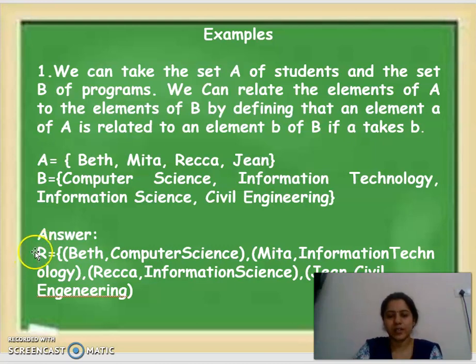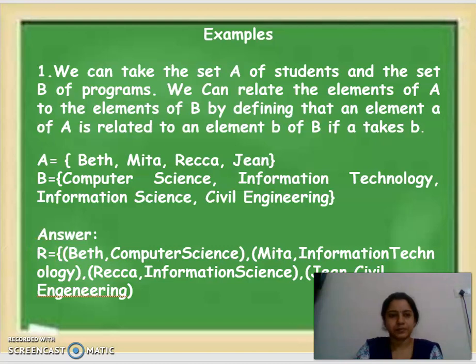Then we get some relation R such that, actually, Beth takes computer science, so we paired Beth and computer science, and Nita takes information technology, so we paired Nita and information technology, and Rika takes information science, so we paired Rika and information science, and Jan takes civil engineering, so we paired Jan and civil engineering. So this is the relation which contains some ordered pairs such that in each pair one element is related to the other element with the relation R.